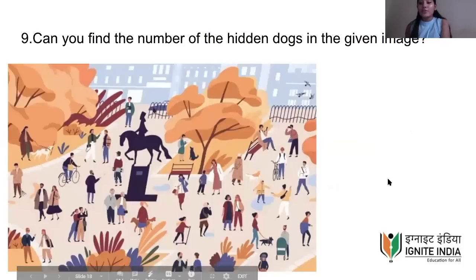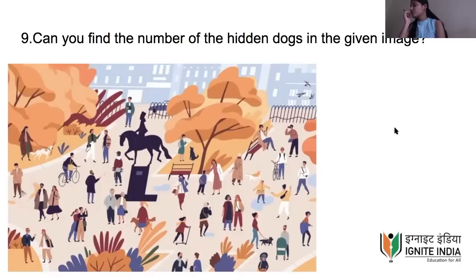An interesting question, again, to test your cognitive skills. Can you find the number of hidden dogs in the given image? Look carefully. It's an image made from colors that will make your eyes feel the illusion in the painting or the graphic illustration. So look at it carefully. Five more seconds.